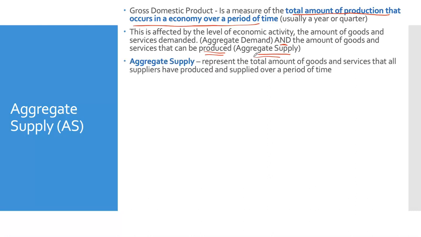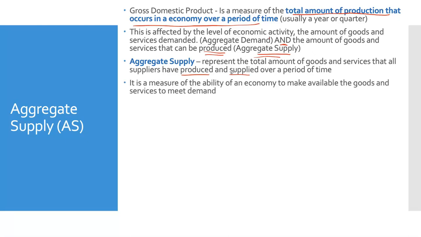Aggregate supply represents the total amount of goods and services that all suppliers have produced and supplied over the period of time. So if we're thinking about, for example, a year, how many goods and services have been produced in that time? This is a measure of the ability of an economy to make available the goods and services to meet demand. Because if we think logically, there is a demand for goods and services. This is our aggregate demand, which is going to impact gross domestic product. But that's only going to be met if it is supplied by the suppliers.